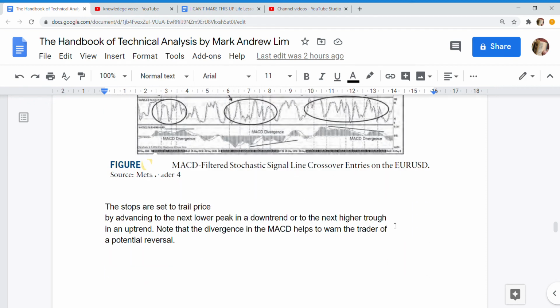Zero line. The stops are set to trail price by advancing to the next lower peak in a downtrend or to the next higher trough in an uptrend. Note that the divergence in the MACD helps to warn the trader of a potential reversal.